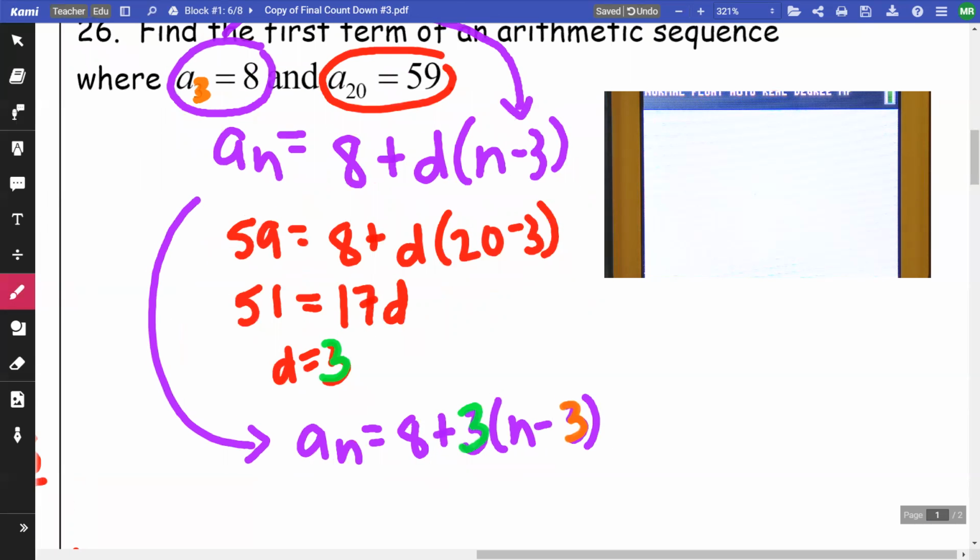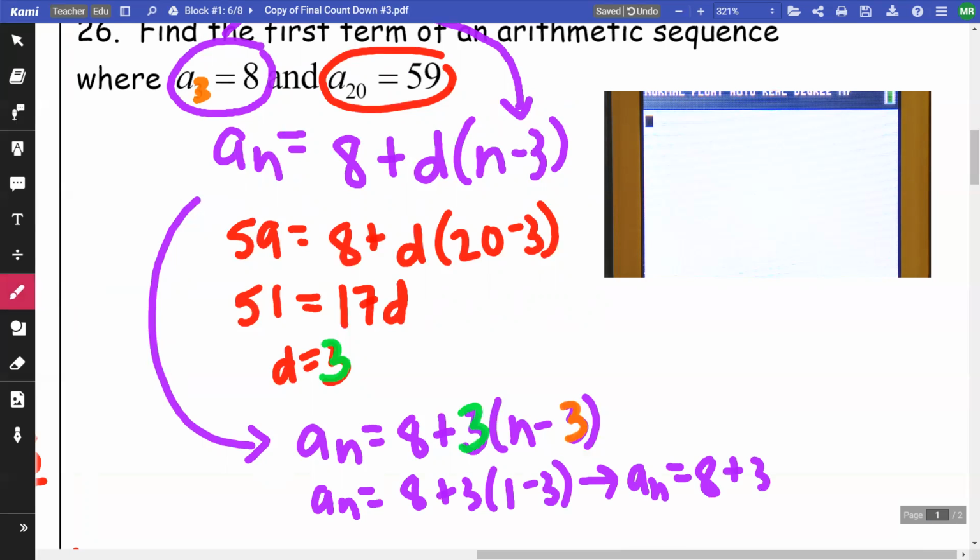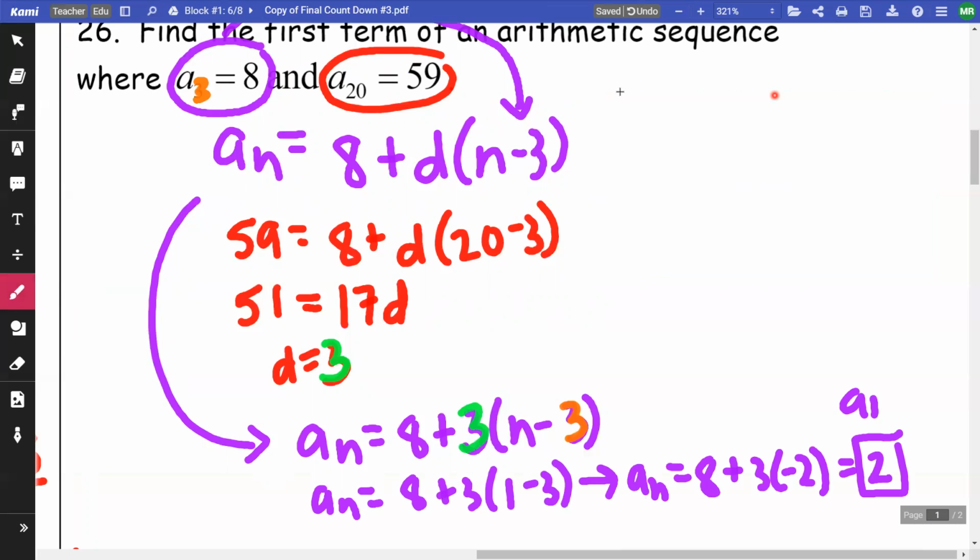And so if I want my first term, I am going to go A sub n is equal to 8 plus 3 times 1 minus 3. And that's going to give me A sub n is equal to 8 plus 3 times negative 2. So that's 8 plus negative 6, which is a 2. And that's my first term. This is my A1.